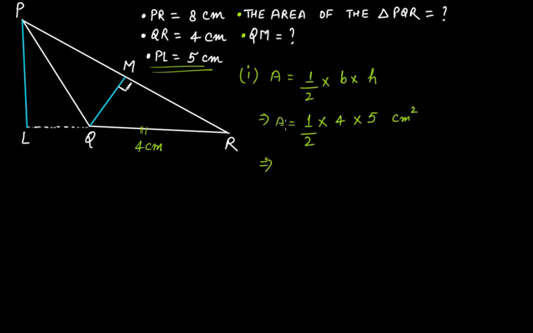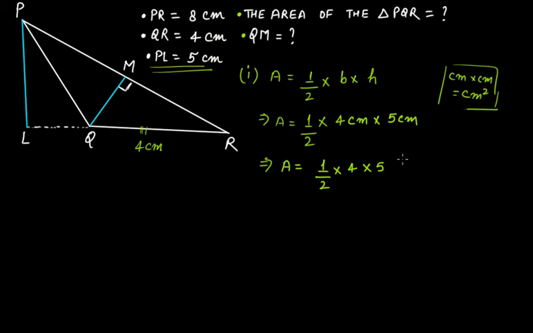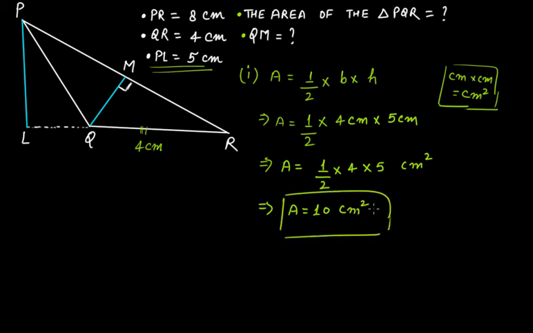Why centimeter square? Because this is 4 centimeter times 5 centimeter. When you multiply centimeter with centimeter, this becomes centimeter square. Unit is very, very important. Let me write it, otherwise you'll get confused. 4 centimeter times 5 centimeter. This gives you half times 4 times 5 centimeter square. Okay, units also get multiplied. This gives you area as 10 centimeter square. Now we know the area.